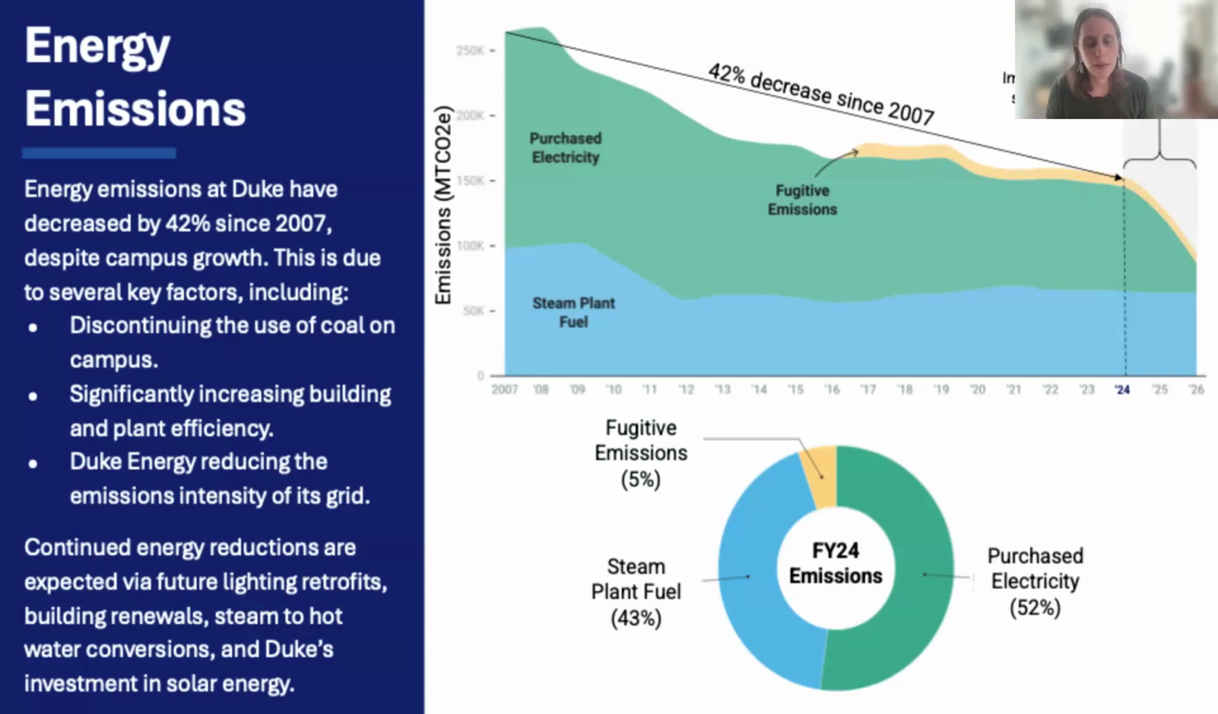We've done a lot of work increasing our building and plant efficiency. We're doing work to convert as many buildings as possible from steam to hot water. And then Duke Energy, which is our utility, is also doing work on their end to reduce the intensity of the grid.